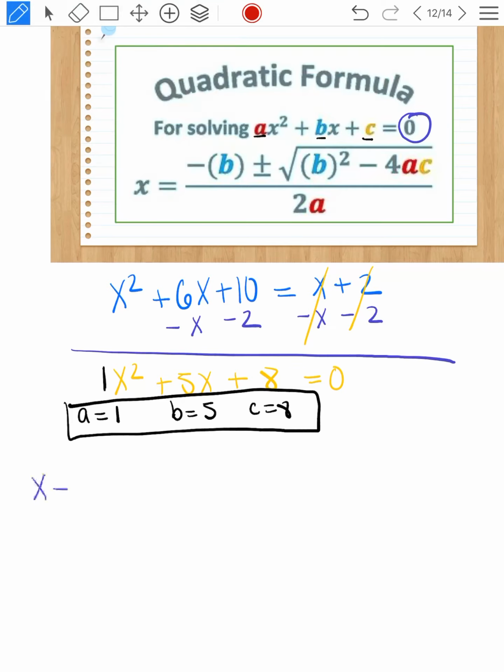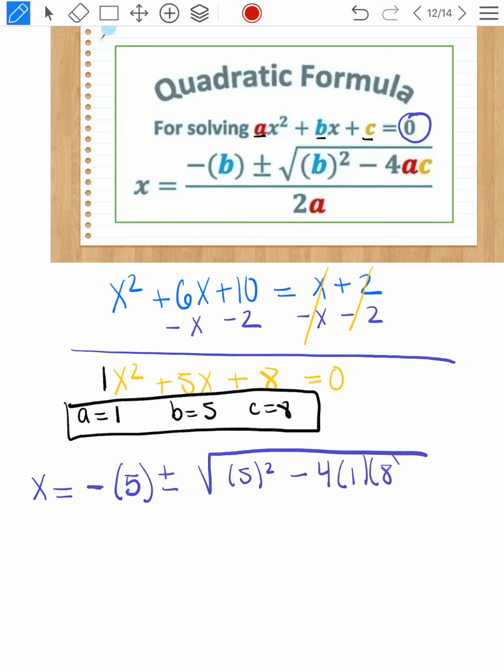So now we're going to start writing the formula. x is equal to negative b, b is 5, so I'm just copying from up there, plus or minus the square root of b squared, so 5 squared, minus 4, a is 1 and c is 8, all over 2a, which is 1.